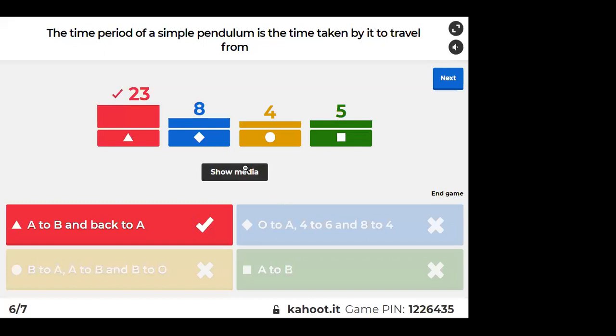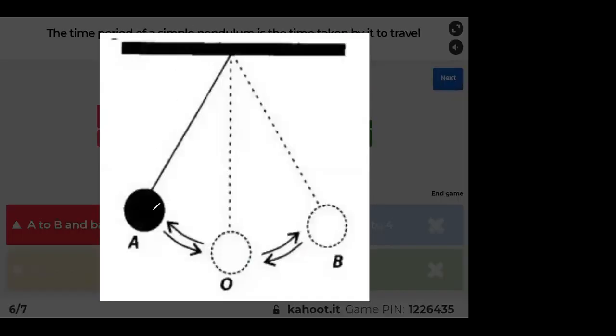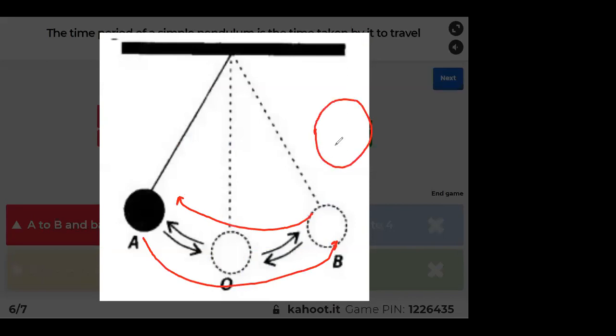Correct. Very good, है ना? So time period means A to B, यहाँ से यहाँ, again फिर यहाँ से यहाँ. Clear है? पूरा एक चक्कर, right? When you talk about a circle, so this is one complete rotation, है ना? So complete one revolution. So for pendulum also, it is A to B, then again B to A.